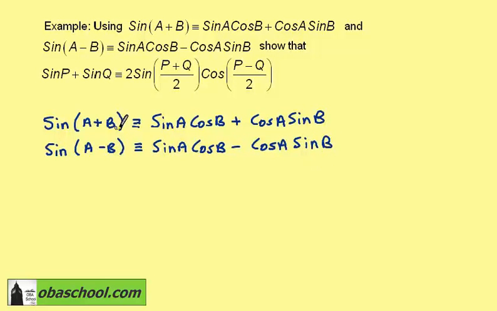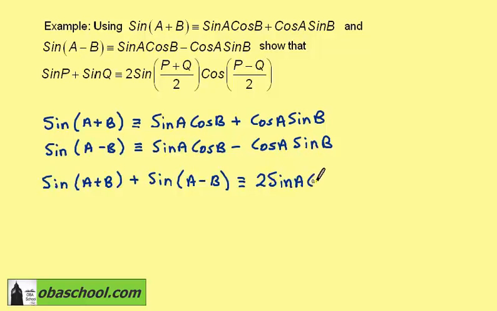If we add these two identities, on the left-hand side we get the sine of A plus B plus the sine of A minus B. On the right we'll get 2 lots of sin A times cos B, and the cos A sin B's will disappear since one is a plus and the other a minus.